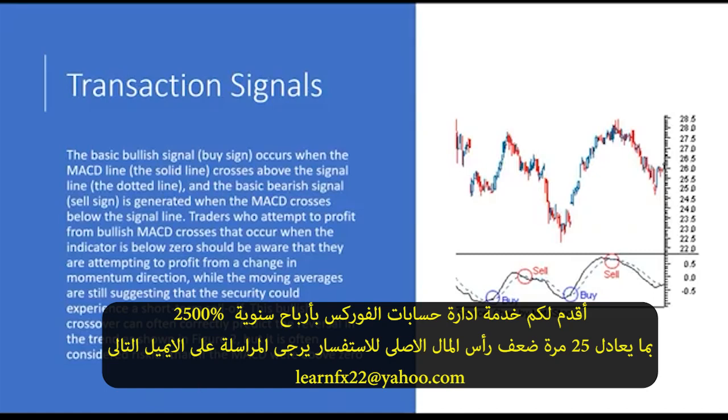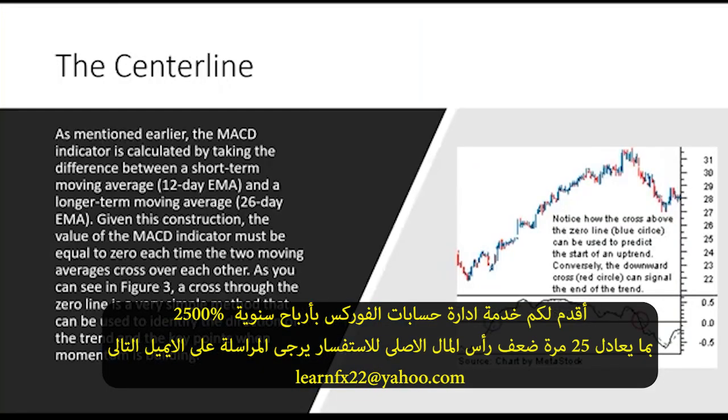above its signal line. Traders who attempt to profit from bullish MACD crosses that occur when the indicator is below zero should be aware that they are attempting to profit from a change. So we want to see the crossover occur and move above the zero levels. But that center line is very important.